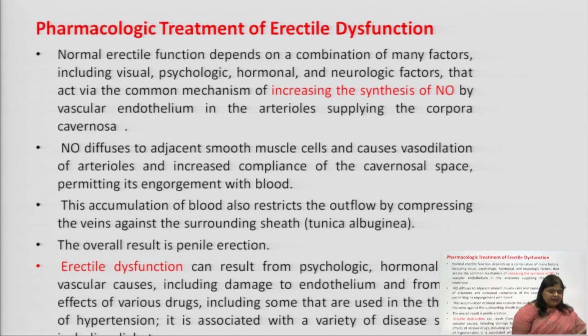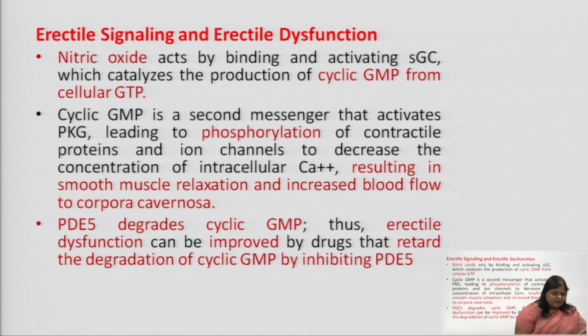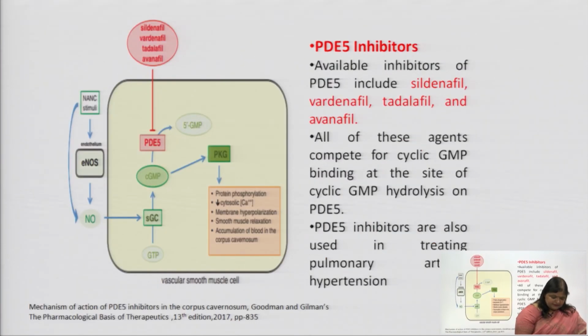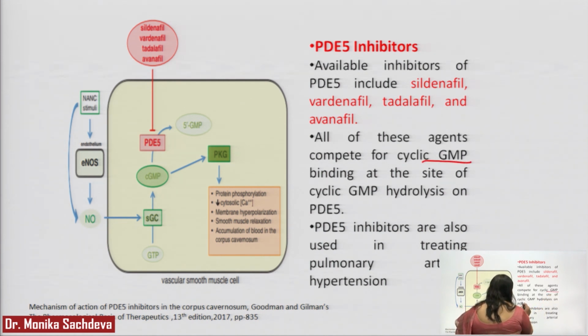Then these phosphodiesterase inhibitors can also be used in the treatment of erectile dysfunction. Phosphodiesterase inhibitors like sildenafil inhibit the conversion of cyclic GMP, and that is the basis for their use in erectile dysfunction. So, these are the phosphodiesterase inhibitors. The mechanism, the drug is sildenafil. So, they compete for the cyclic GMP binding site at the site of GMP hydrolysis.